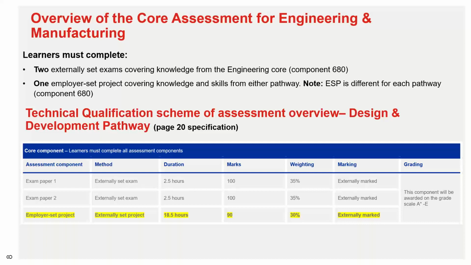core assessments. So I'm going to be looking at the ESP part only today, which is for the design and development pathway. Just to clarify, the ESP for the design and development pathway is 18.5 hours long in total. It has 4 timed tasks and the mark allocation is out of 90. And it's weighted at 30% of the overall core assessments.